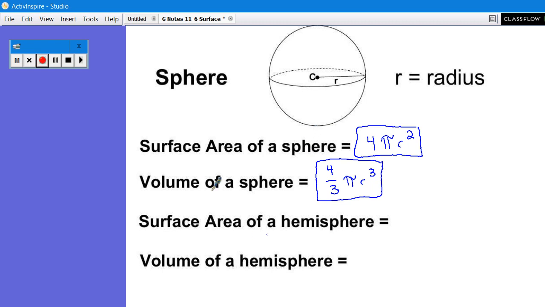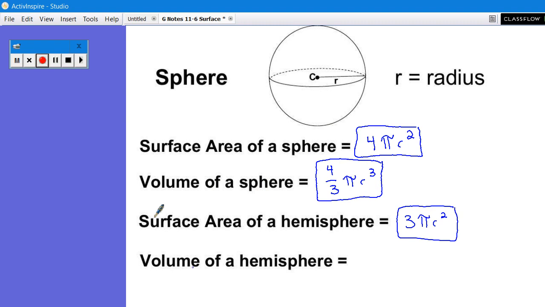Now, surface area of a hemisphere is a little bit different than you might think. You'd think it'd be exactly half of what it is for a sphere, but it is not, because when you cut that sphere in half, you're creating a new surface that needs to be covered up, and it's one great circle. So it takes the 2 that make half of the sphere, and then the 1 that covers it up, so it takes 3 circles. So it's going to be 3 times pi r squared. That's going to be the surface area formula for a hemisphere.